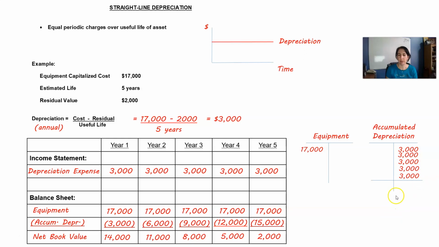And the reason we don't do that is because that's how much we calculated we want the asset to be worth on our books at the end when we're done using it, because we're going to sell it for that amount. That's what we're saying it's worth. It's worth $2,000. So here you've got the $17,000 less the $15,000 of accumulated depreciation, and there you go. There's that residual value. It's worth $2,000.